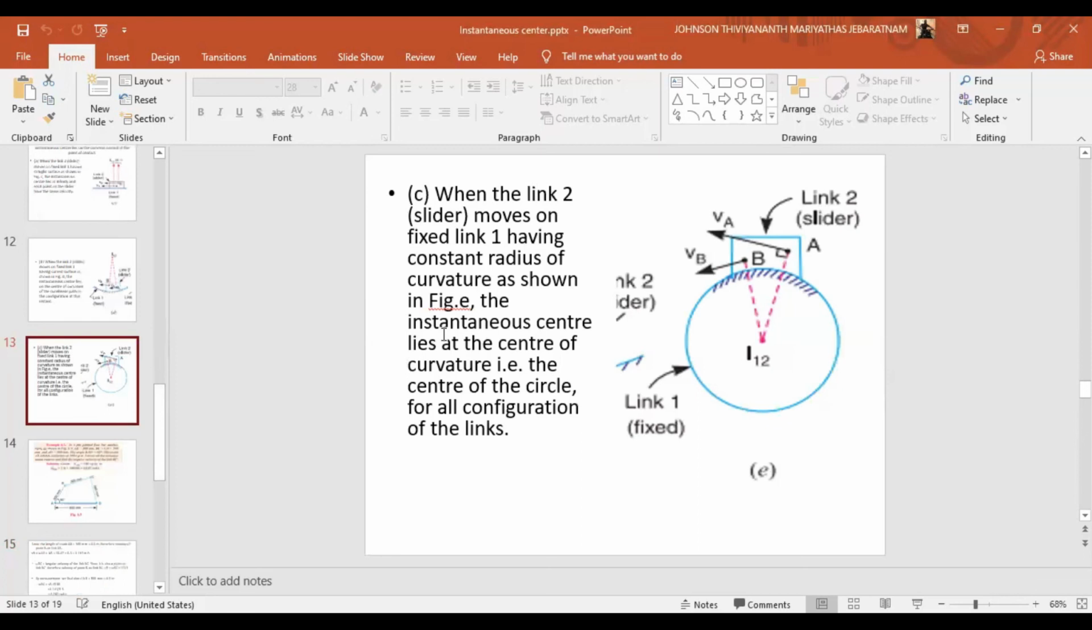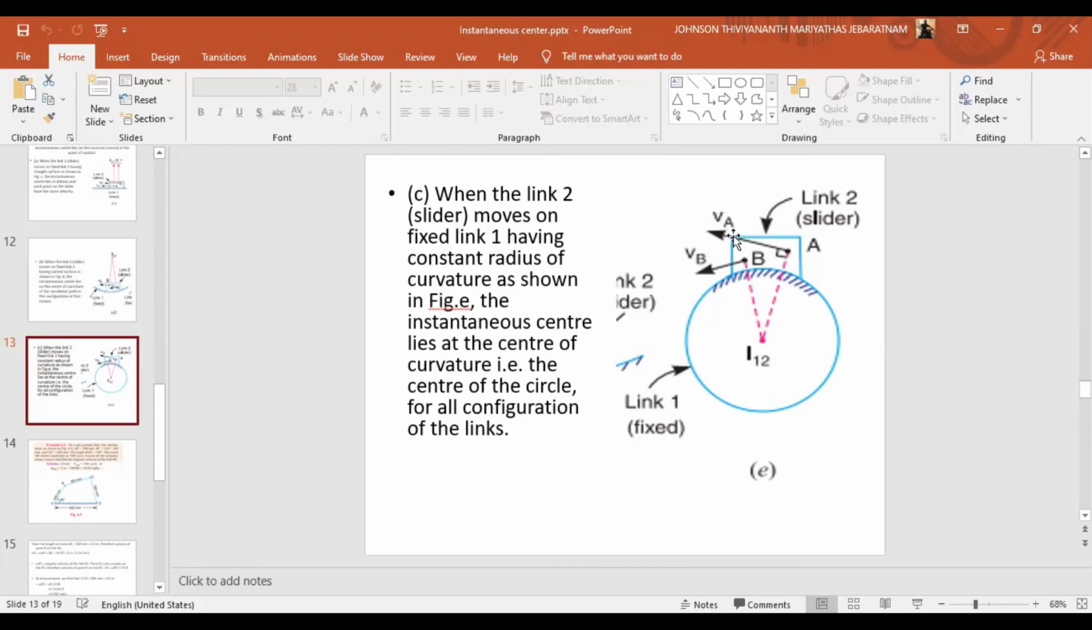Then we will go to the last type: when the link 2 slider moves on a fixed link 1 having a constant radius of curvature. The difference between the previous case and this case is that here the radius is fixed and this is a kind of circle. The previous case was a kind of curvilinear path, not a complete circle, just a curve. Here it is a complete circle, which means the radius is constant.